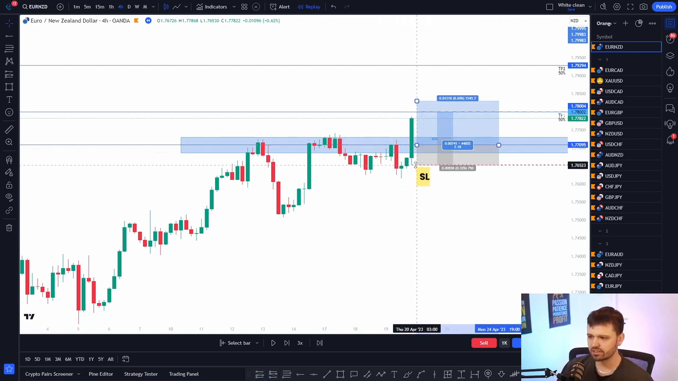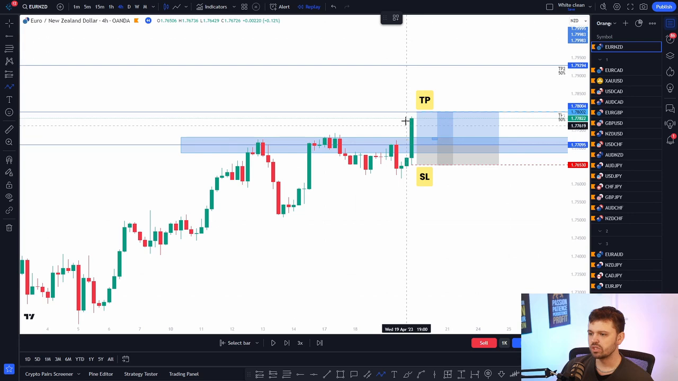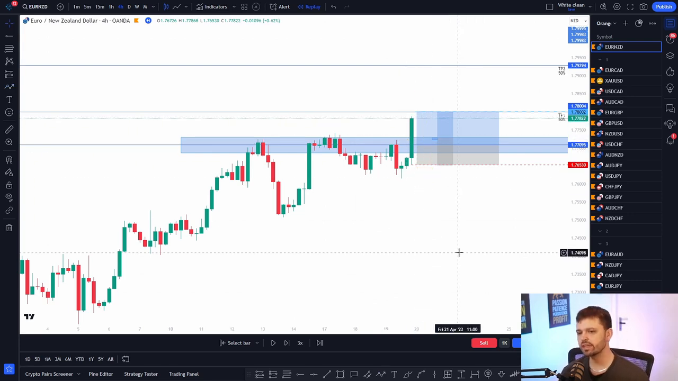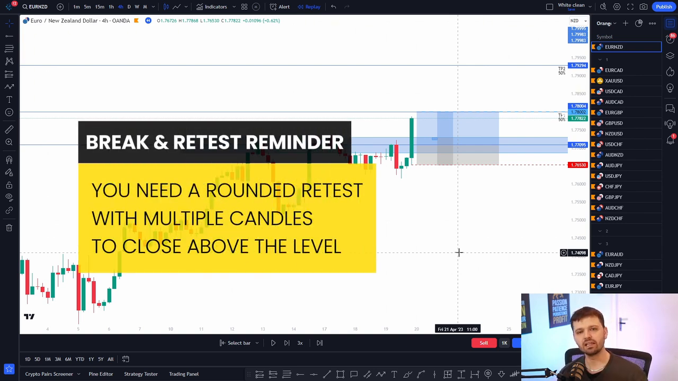I'm going to place that as the stop loss, and then that is a TP. And then you see the next candle just goes straight through the level like that. So it's very important that when you see a breakout, make sure the next candle is going to open and close above the level, because remember, to be trading the break and retest system, you want to have a clean rounded retest.